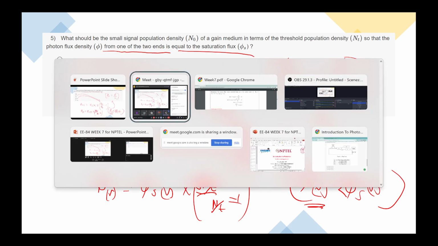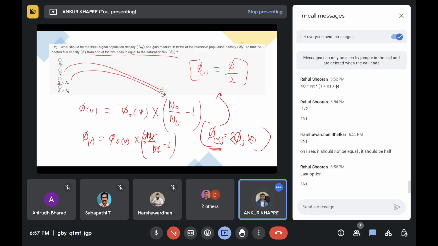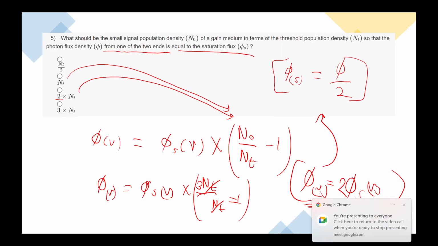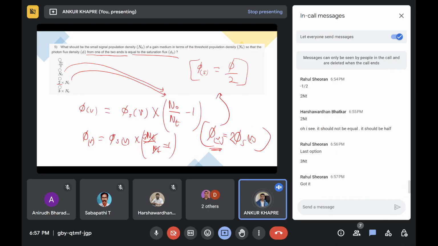Did you get that? Because it should be totally full, like phi s equal to phi s on both sides, if we consider. Yeah, one side only we are taking, one of the cavity ends. So at one end it is phi s by 2, and the other end will also be phi s by 2. Like that we have to think. Now I'll move toward the next question. So you got it? What could be the answer?